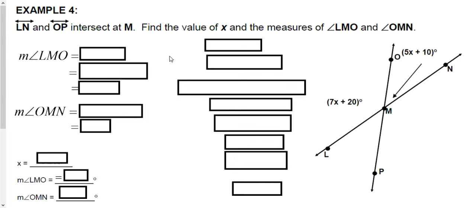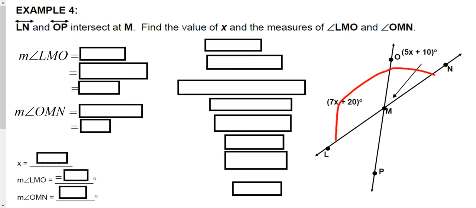So example 4, what do we have here? I look at the picture. These aren't vertical angles. This is a linear pair. This angle plus this angle has to add up to 180 degrees, so that's our equation to solve for x. We got to be looking for those vertical angles or linear pairs. This is a linear pair, so these two add up to 180.